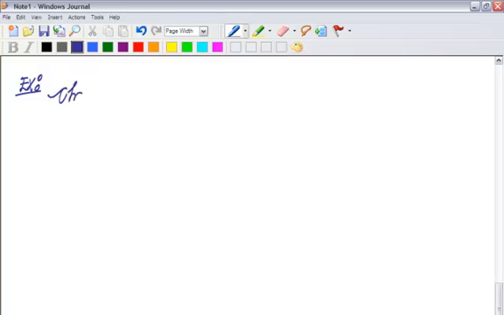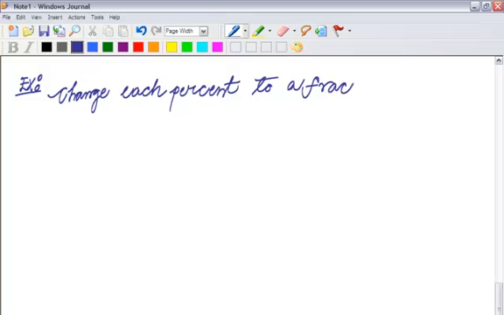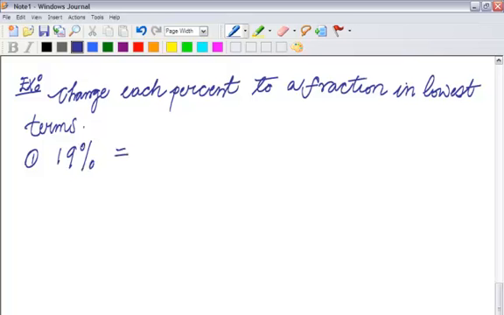Change each percent to a fraction in lowest terms. Let's say my first example is 19%. So what is 19%? 19 over 100. And can I reduce it?